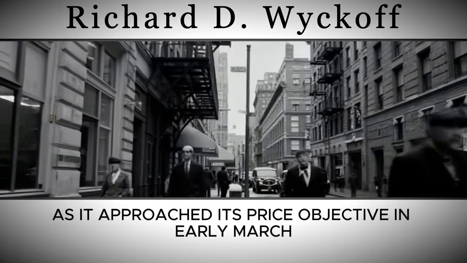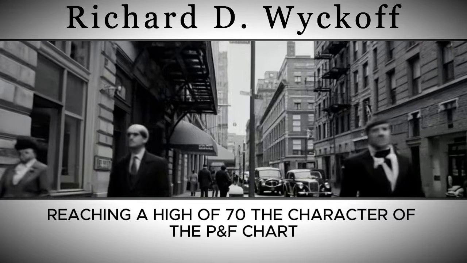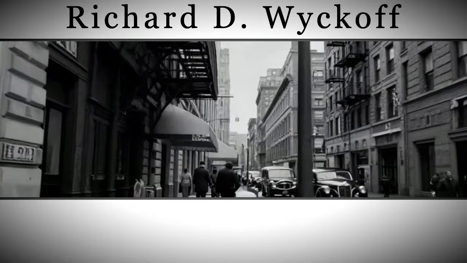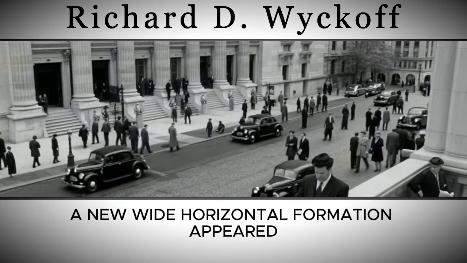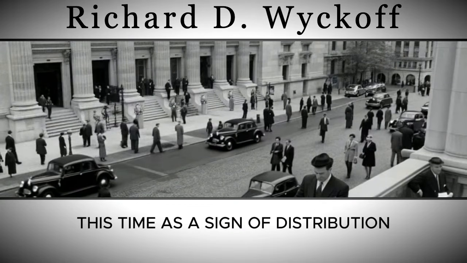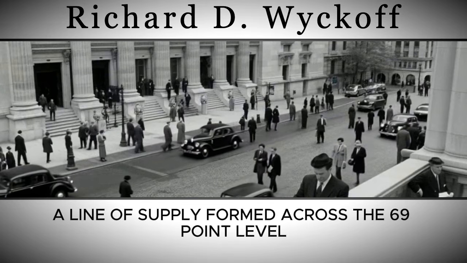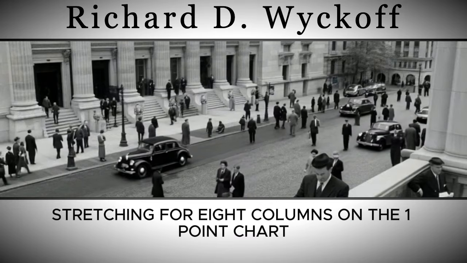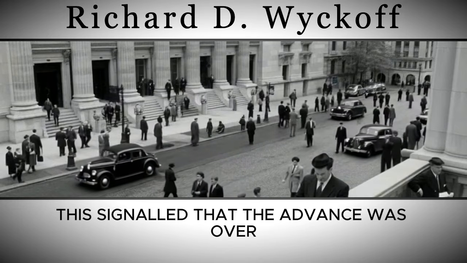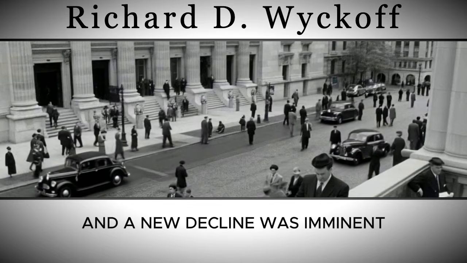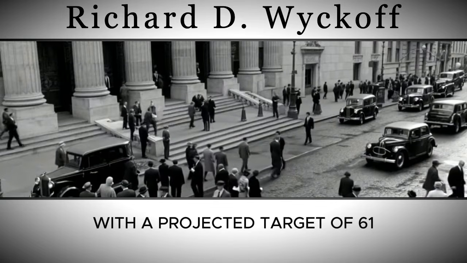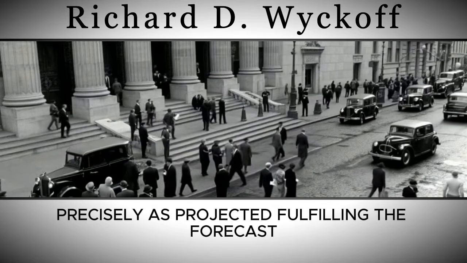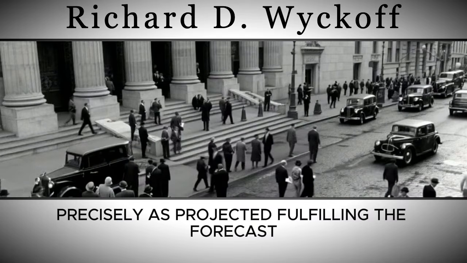As it approached its price objective in early March, reaching a high of 70, the character of the P and F chart once again began to change. A new wide horizontal formation appeared, this time as a sign of distribution. A line of supply formed across the 69-point level, stretching for 8 columns on the 1-point chart. This signaled that the advance was over and a new decline was imminent, with a projected target of 61. The stock subsequently broke down, precisely as projected, fulfilling the forecast.